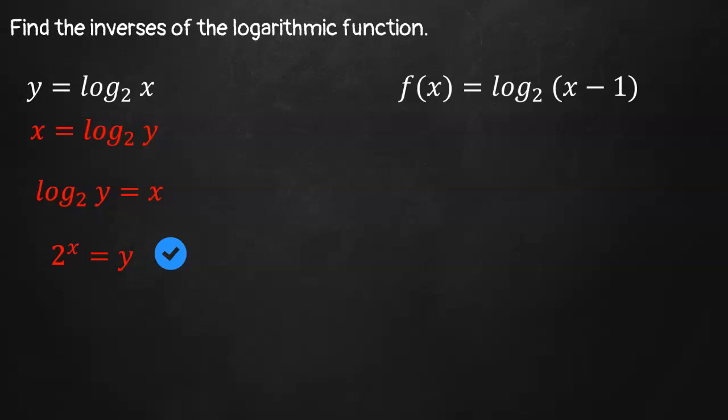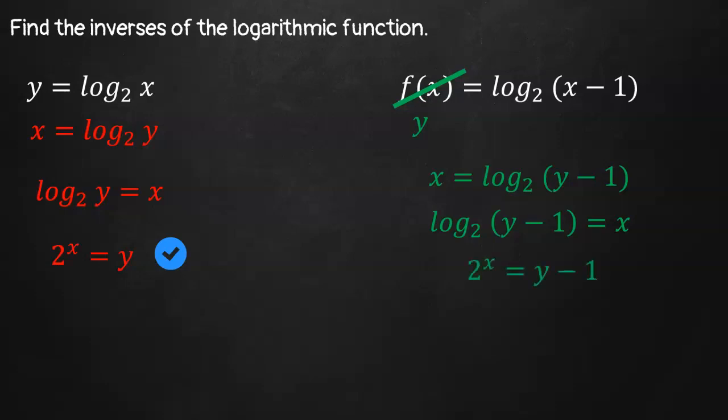Okay, so for my second example, I do have my function f of x. Now remember that f of x is the same thing as y, which makes switching the x and y a little bit easier. Now my logarithm is isolated because that y minus 1 is that argument, so it's not separate. So I'm going to take that entire log base 2 of y minus 1 and put it on the left-hand side.